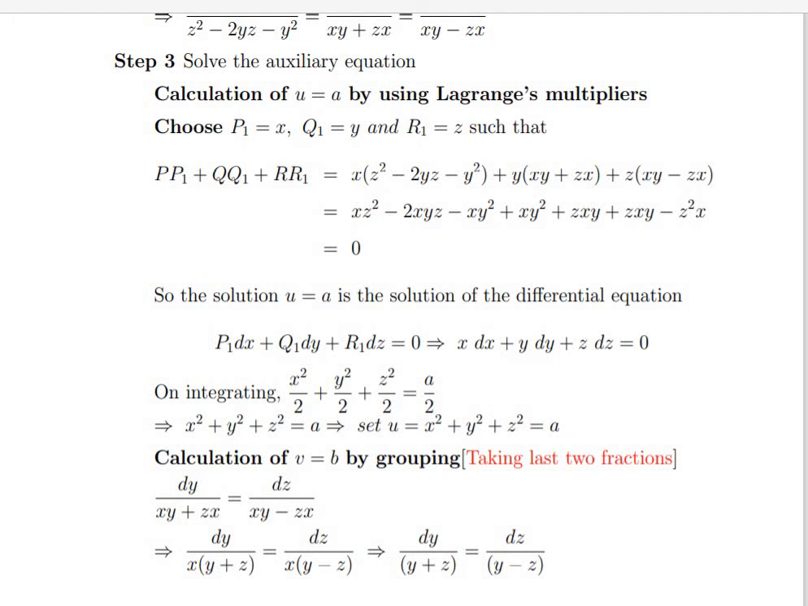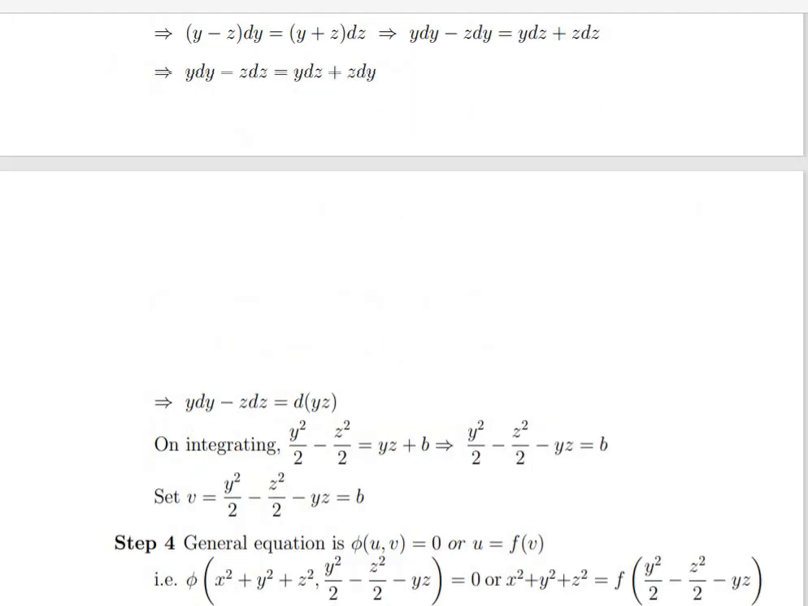From the last two fractions of the auxiliary equation, say dy by xy plus zx equal to dz by xy minus zx. From the denominators of the last two fractions, we can take x common outside and it will get cancelled. So the equations will become dy by y plus z equal to dz by y minus z. On cross multiplying, we will get y minus z into dy equal to y plus z into dz, which implies y dy minus z dy equal to y dz plus z dz.